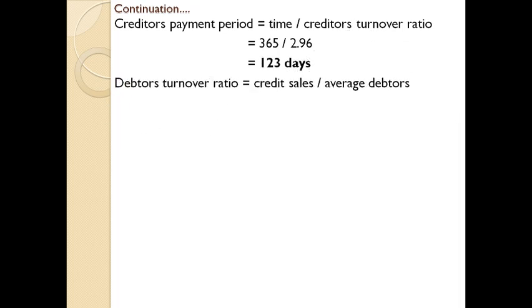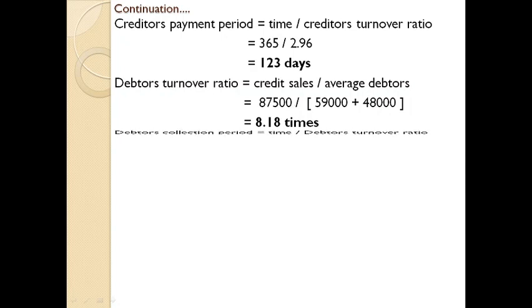Since there is no information regarding credit sales, we select sales. So you will get 87,500, sorry, divided by 59,000 plus 48,000, you will get 8.18 times. One more thing, there is a slight correction. Actually, it is 8,75,000. There is a missing 0. Just consider that while doing this question.